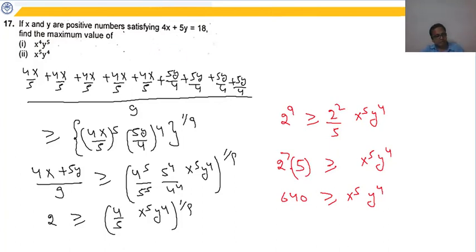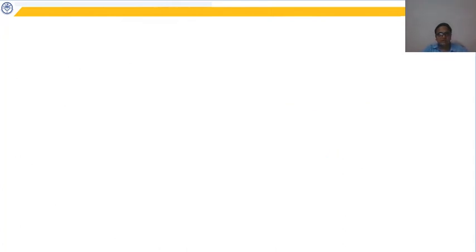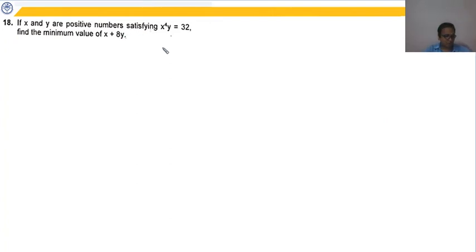So let's move further. This was model 1. Question 18 is actually model 2 we have. It says if x and y are positive integers satisfying x to the power 4 into y is equal to 32. Product is given, and we have to find the minimum value of this.